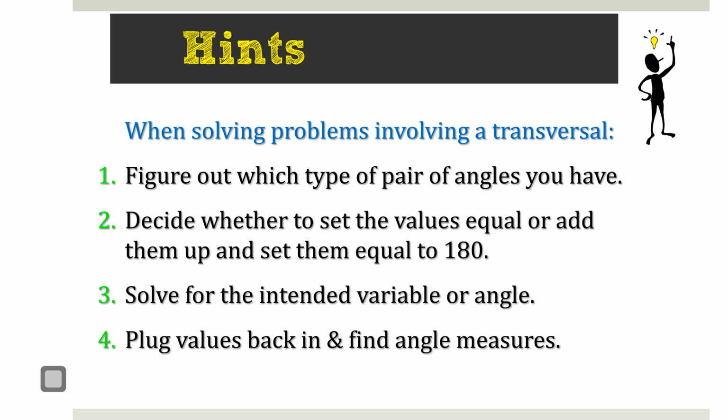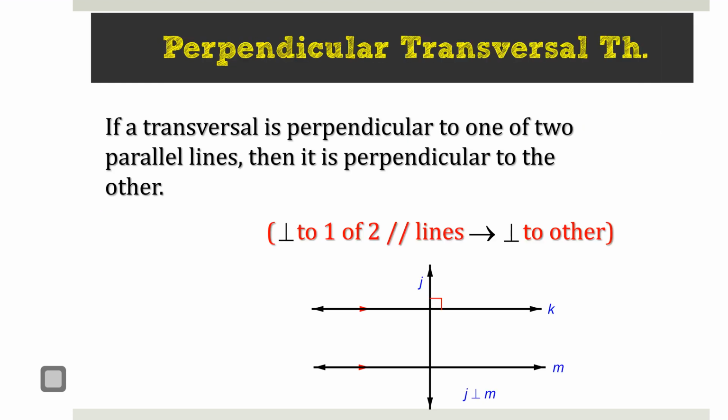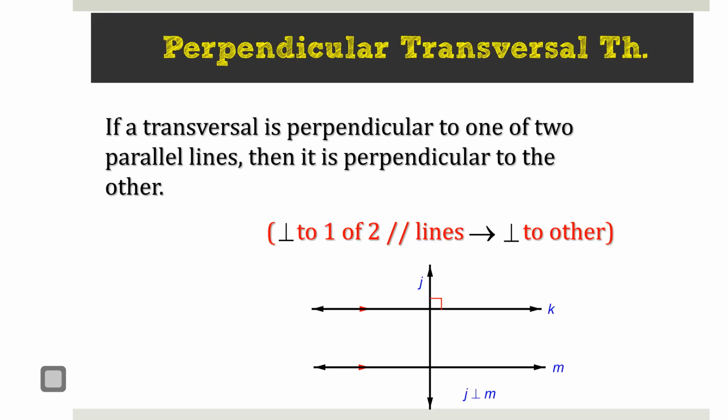It could be worse. Okay, let's go back one slide to this. I don't want to make a big deal out of this because I think it's fairly obvious, but if that transversal happens to be perpendicular, pretty much everything we've talked about still applies, but it's made a lot simpler because everything's a right angle. Right angle, right angle, right angle, right angle, right angle, right angle, right angle.